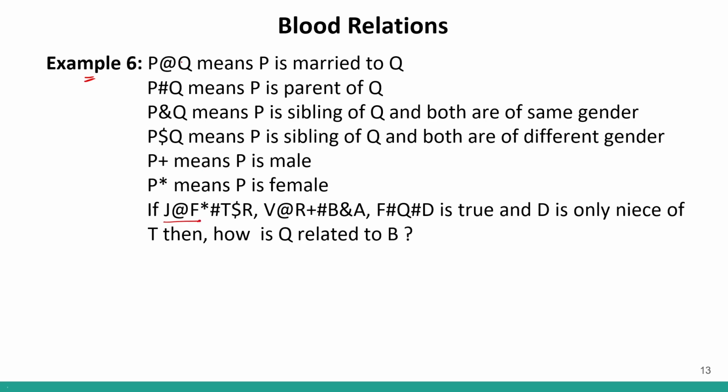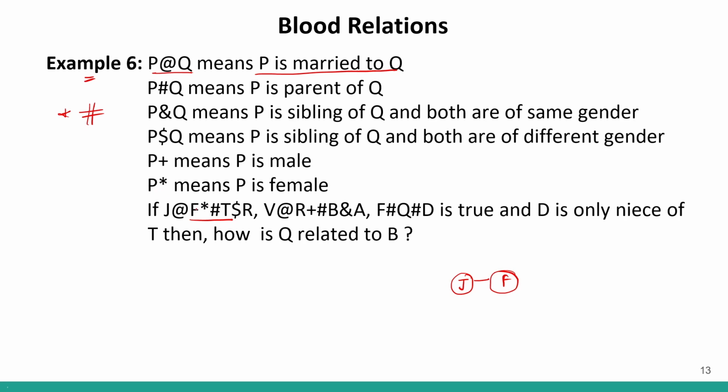J at the rate F means J is married to F. So gender is unknown right now, but J is married to F. And they are spouses. Then we have 2 symbols. F multiply hashtag T. So we have to decode for multiply also and we have to decode for hashtag also.